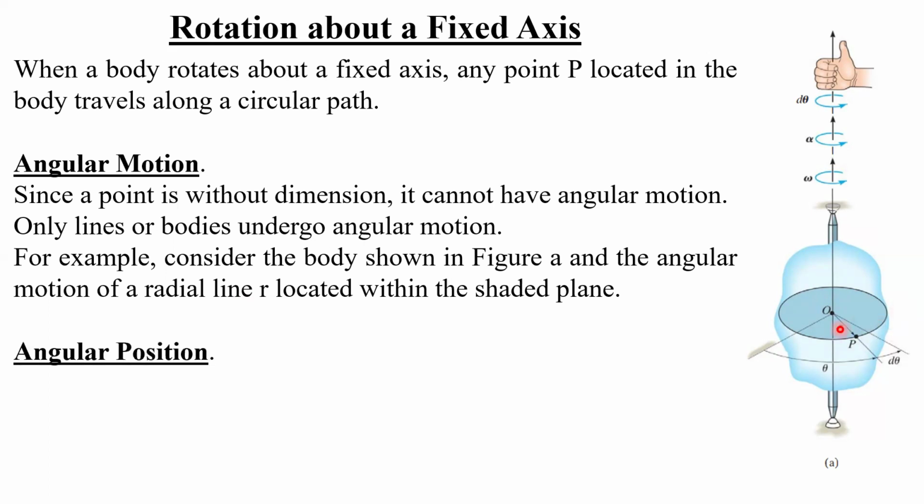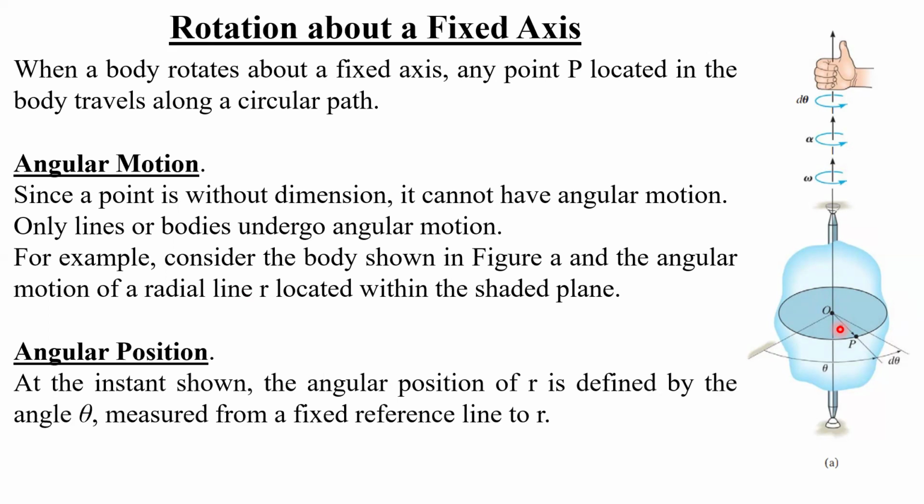Angular position: at the instant shown, the angular position of r is defined by angle theta measured from a reference line. So from the reference line to r. This is the reference line, this is angle theta, and this is r.